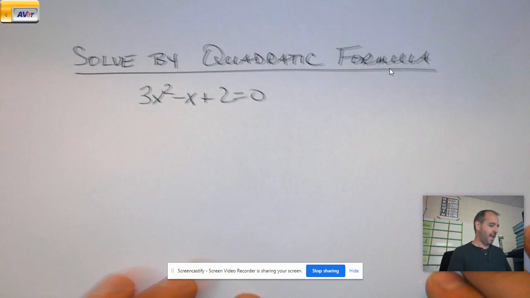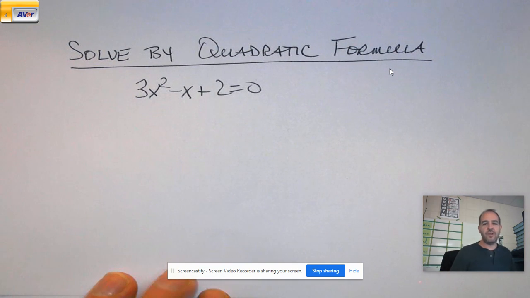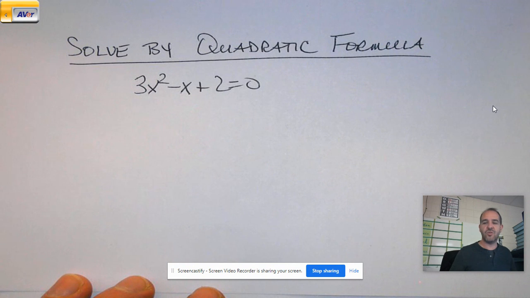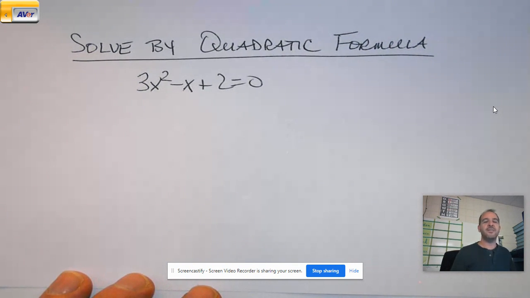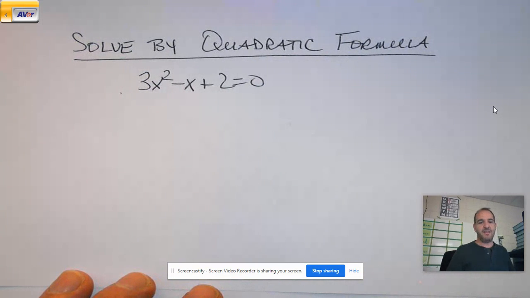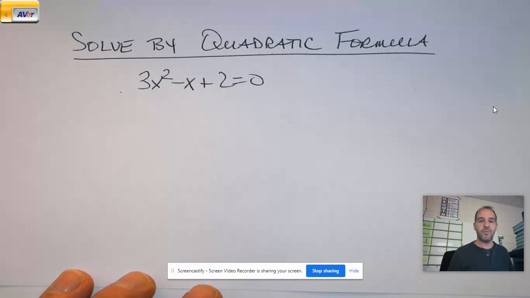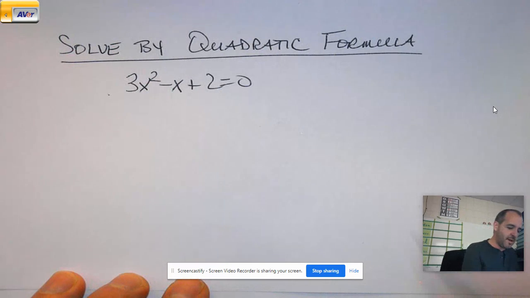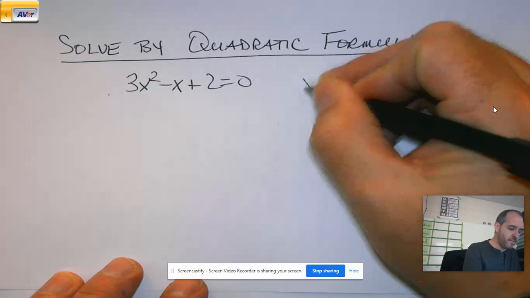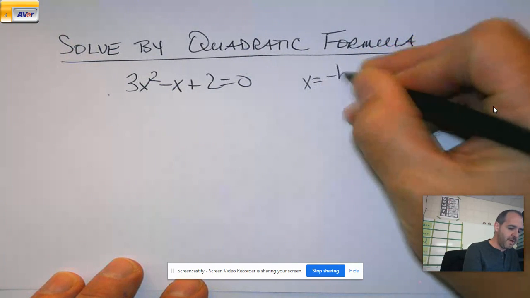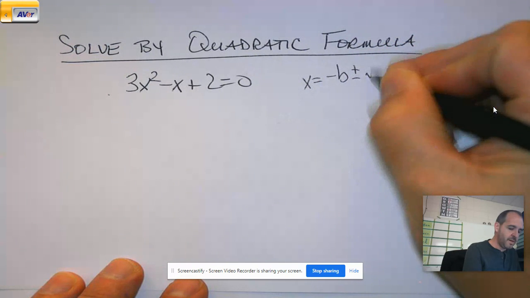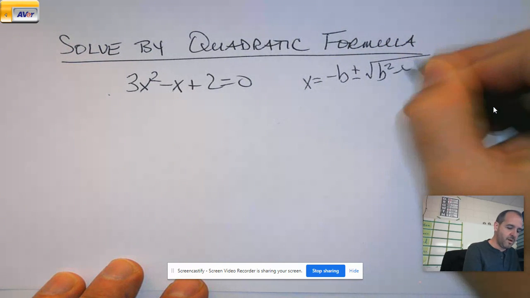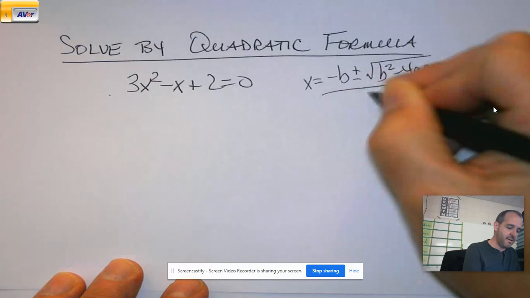All right. Last of our 4 ways of solving quadratics would be the quadratic formula, our Swiss Army knife, our do-it-all. It doesn't matter if there's coefficients in front, if it's factorable, nothing. It always works, so we like this. So just a reminder on the quadratic formula. It is the opposite of b plus or minus the square root of b squared minus 4ac all over 2a.